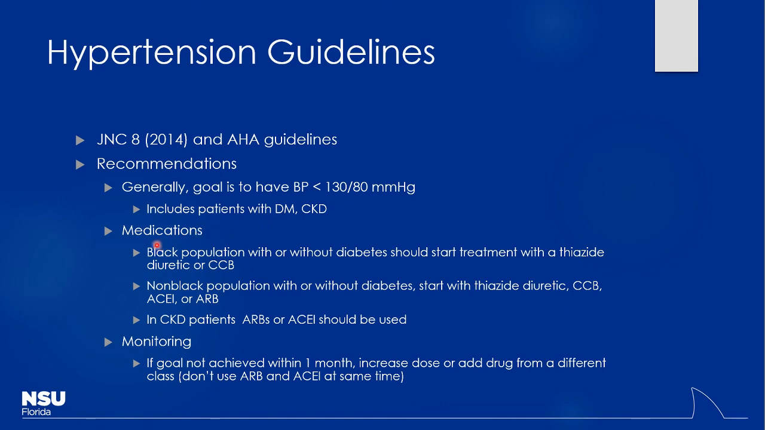In terms of medications you're going to be using, so sort of initial treatment strategies, patients who are Black, with or without diabetes, generally benefit most from a thiazide diuretic. That includes your hydrochlorothiazide, indapamide, chlorthalidone. I think indapamide and chlorthalidone have a little bit more evidence for better initial management. Or they could use a calcium channel blocker.